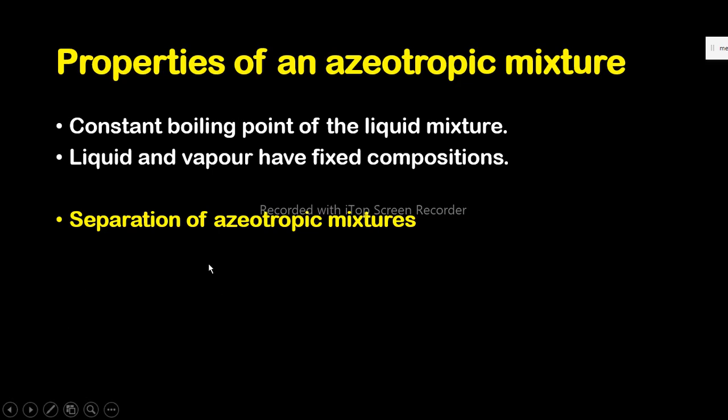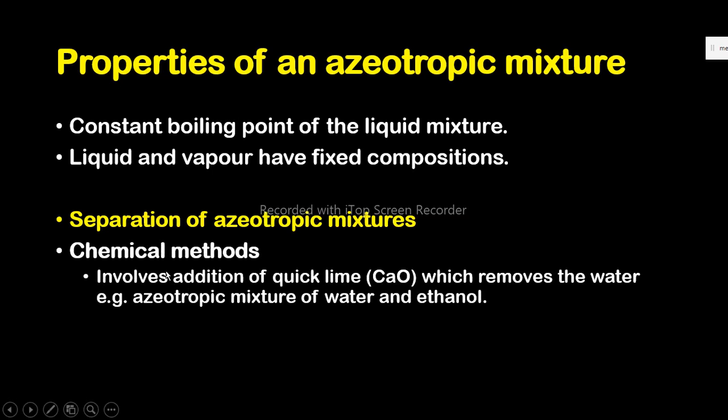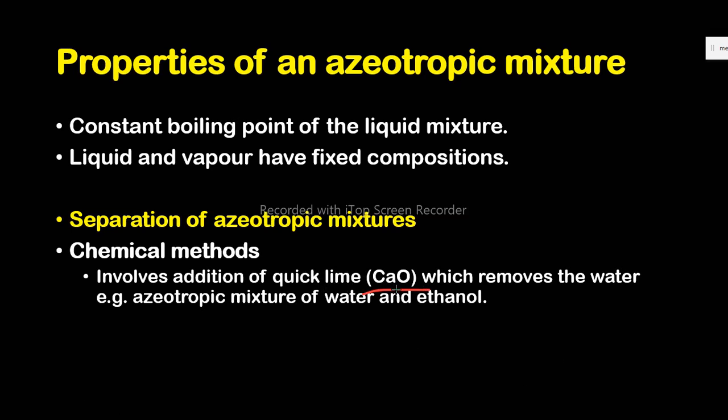We can employ different physical methods, okay? Such as, now, let's start with chemical method. And here, if the mixture is of water and ethanol, for instance, then we shall use the quicklime, which is calcium oxide. So you know this is a dehydrating agent. You know that so well.